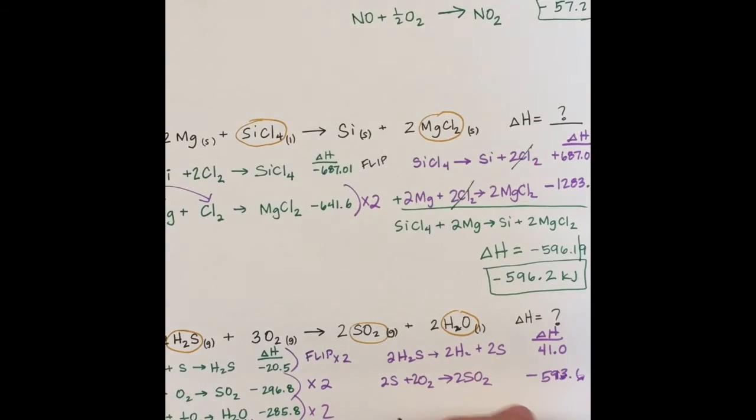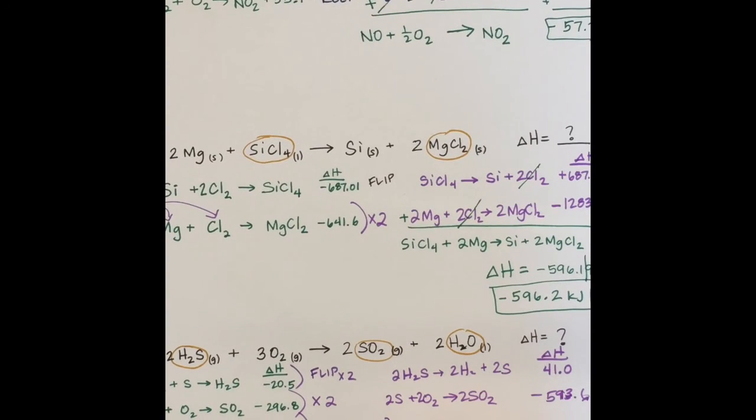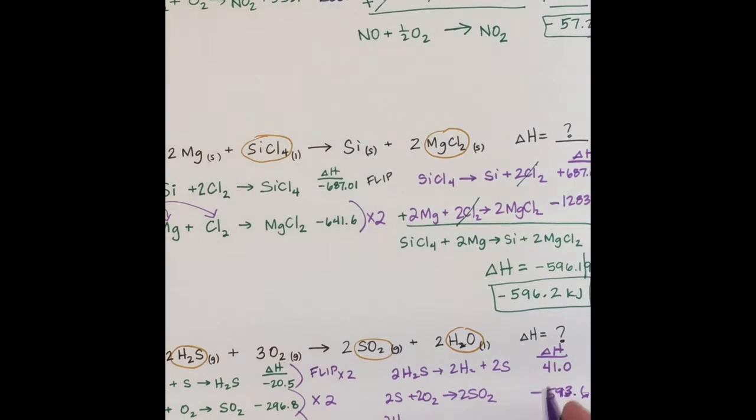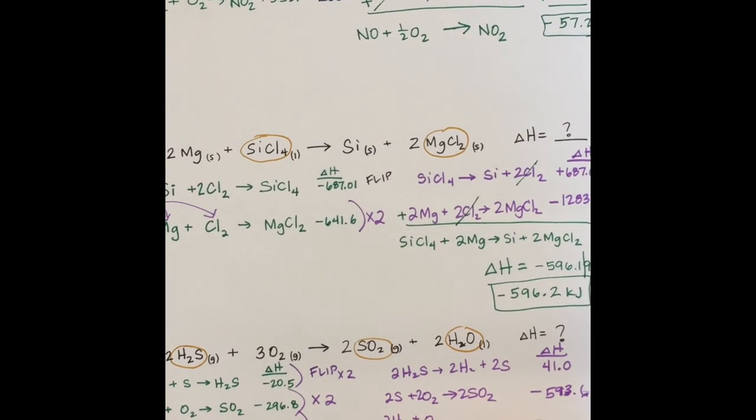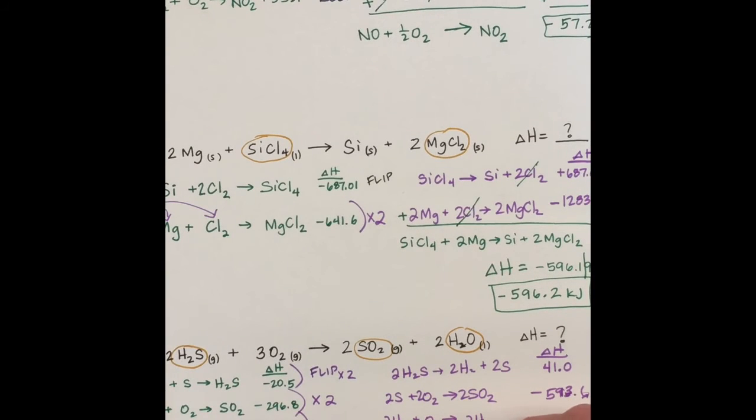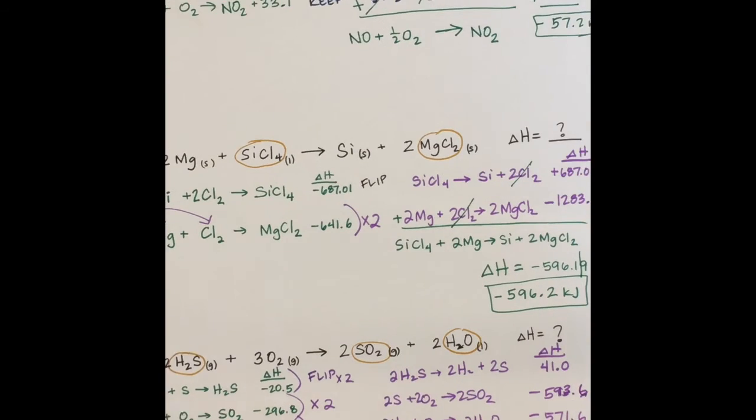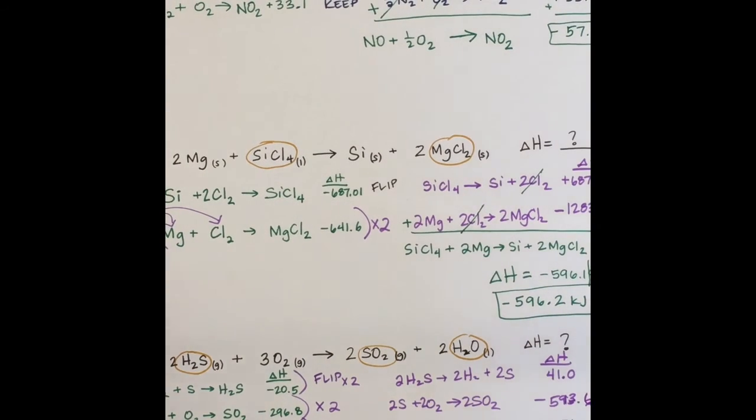So this is going to give me on the right side 2 hydrogens. Now 2 times a half of an O2 is just O2. Makes 2 H2Os. And the delta H, when I times that by 2, it's negative 571.6. Okay. Now I'm going to add them together, and please show me how things cancel.